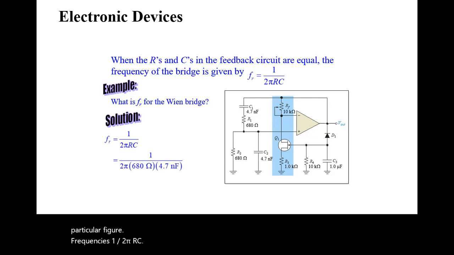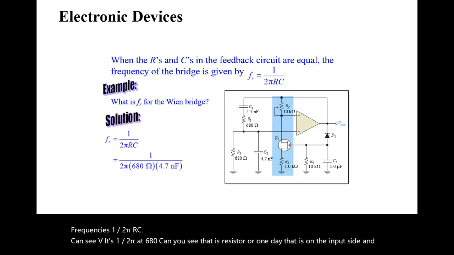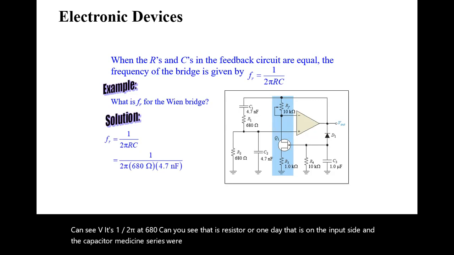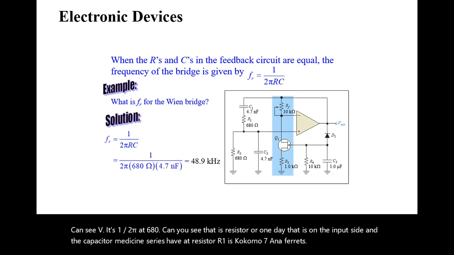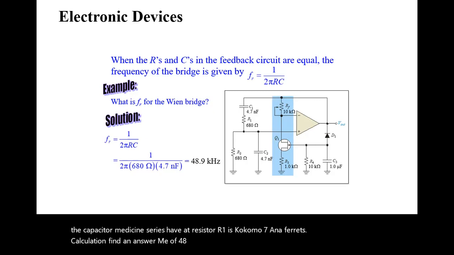See there, it's 1 divided by 2 pi. That's 680 ohm. Can you see that is a resistor R1 there that is on the input side? And the capacitor that is in series with that resistor R1 is 4.7 nanofarads. We do that calculation, find an answer there of 48.9 kilohertz.